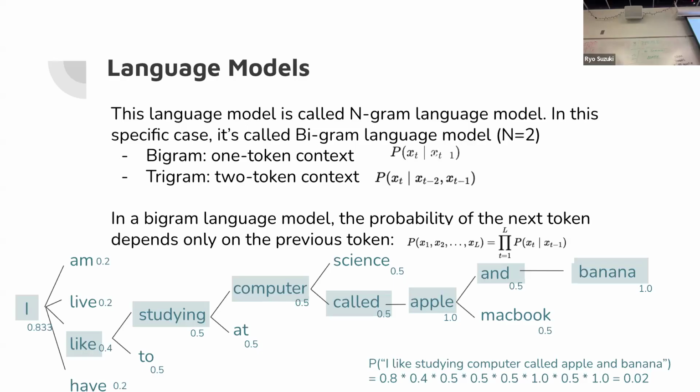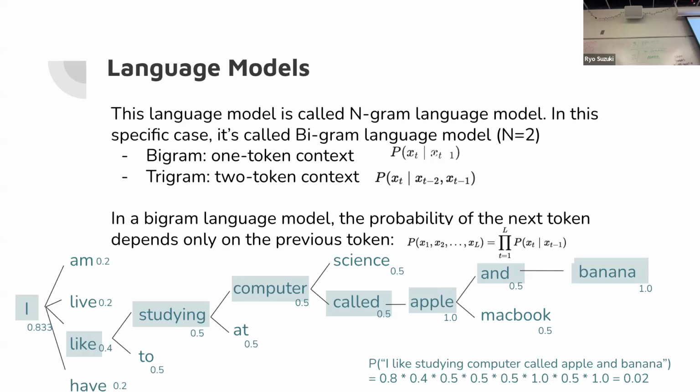This kind of very simple probability distribution is often called an n-gram. So this language model is an n-gram. When trying to predict the next word, n equals how many words you're going to look at. In this case, a bigram is n equals 2, meaning that to predict the next word, you only look at the previous word.